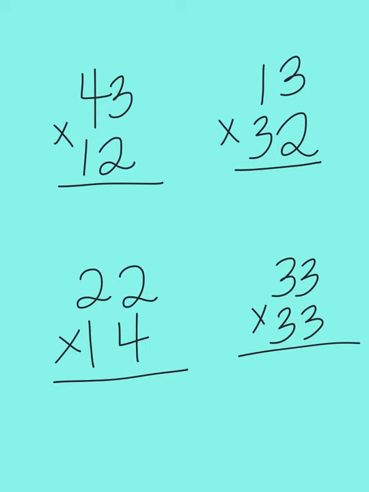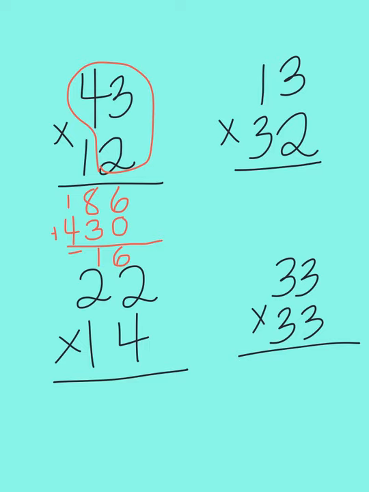All right, let's solve. 2 times 3 is 6. 2 times 4 is 8. I'm just going to add my 0 right away. 1 times 3 is 3. 1 times 4 is 4. 516. Let's try this one.